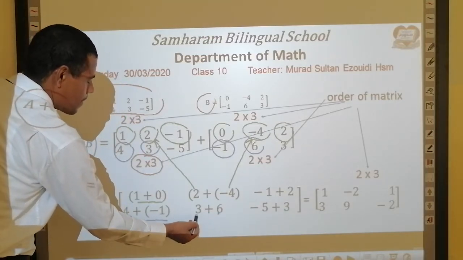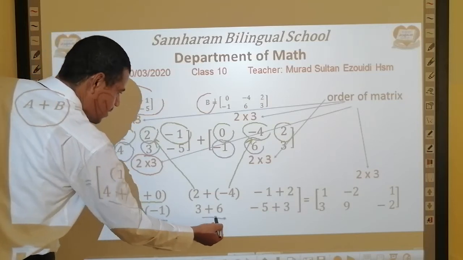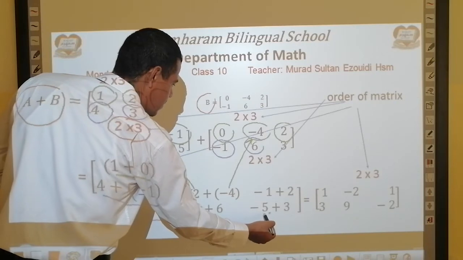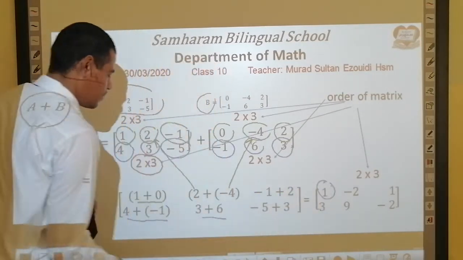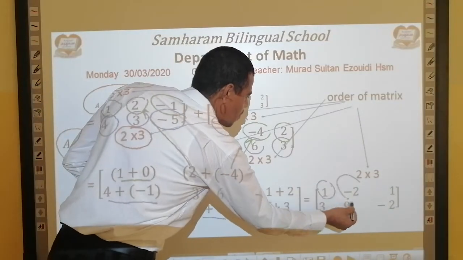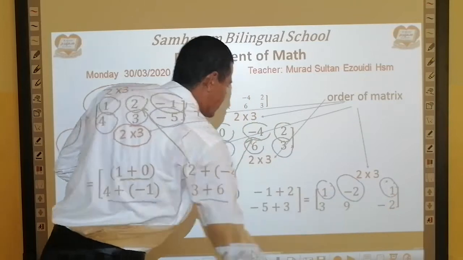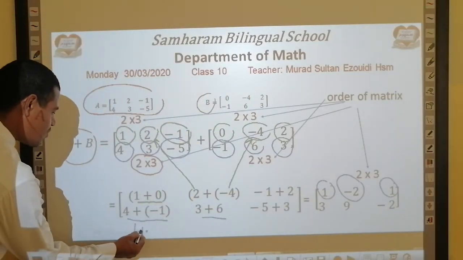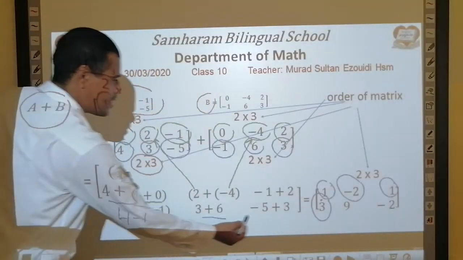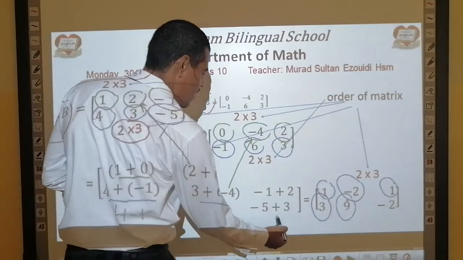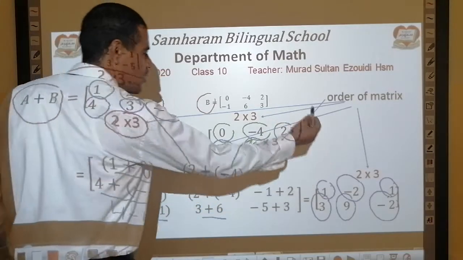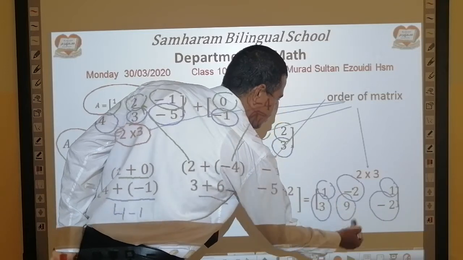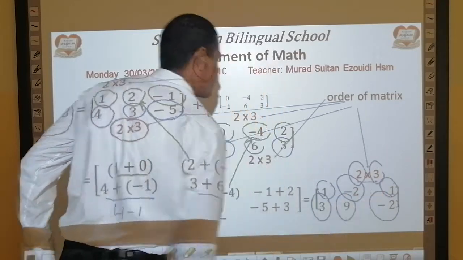3 plus 6 is 9. And negative 5 plus 3, I will just add this one to that. Then I will simplify. 1 plus 0 is 1. Good boy. 2 plus negative 4 is negative 2. Good boy. Then negative 1 plus 2 is 1. Excellent. Then 4 plus negative 1 is 4 minus 1, which is 3. Good boy. And 3 plus 6 is 9. Excellent. And the last one, negative 5 plus 3 is negative 2. Okay, that is how we find the total of matrices. And the order is the same, my kids. Look, 2 rows by 3 columns. We write 2 by 3. Don't forget about the order.